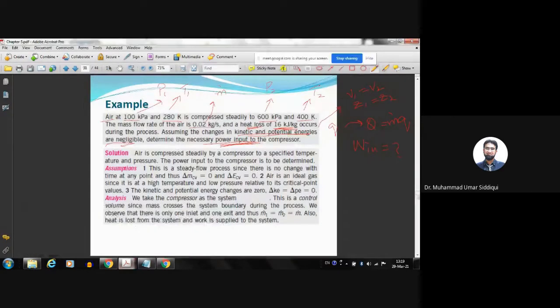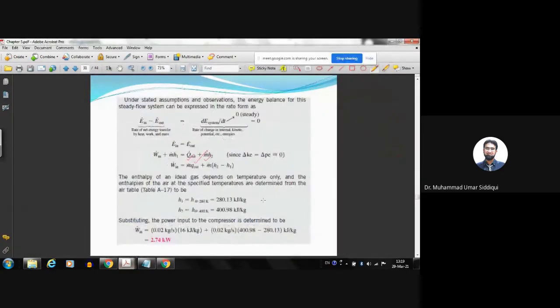280.13 and 400.98. Just substitute the values into the main equation, and you're going to get the work input. Is this clear or not? Any step which is not clear, please ask. It's clear here.